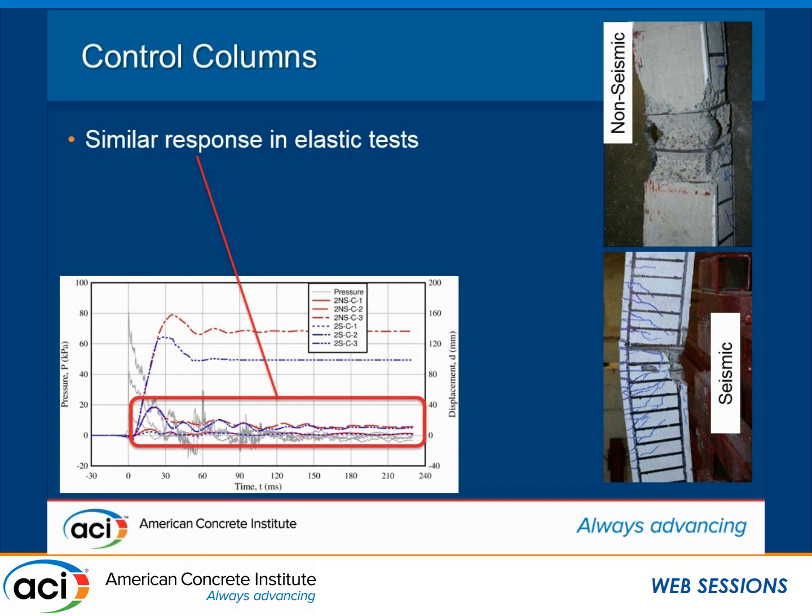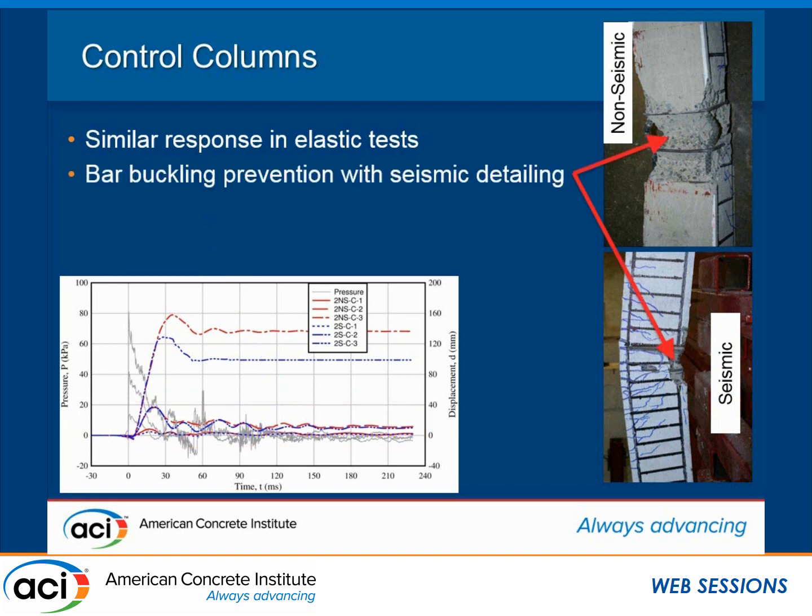What we see is there's essentially no difference between the control columns for seismic and non-seismic in the lower limits. This is because confinement issues don't come into play in the elastic response, and there's nothing like bar buckling. But by the time we get into inelastic response, for the higher pressures we see a considerable difference, at least in terms of the failure mechanism.